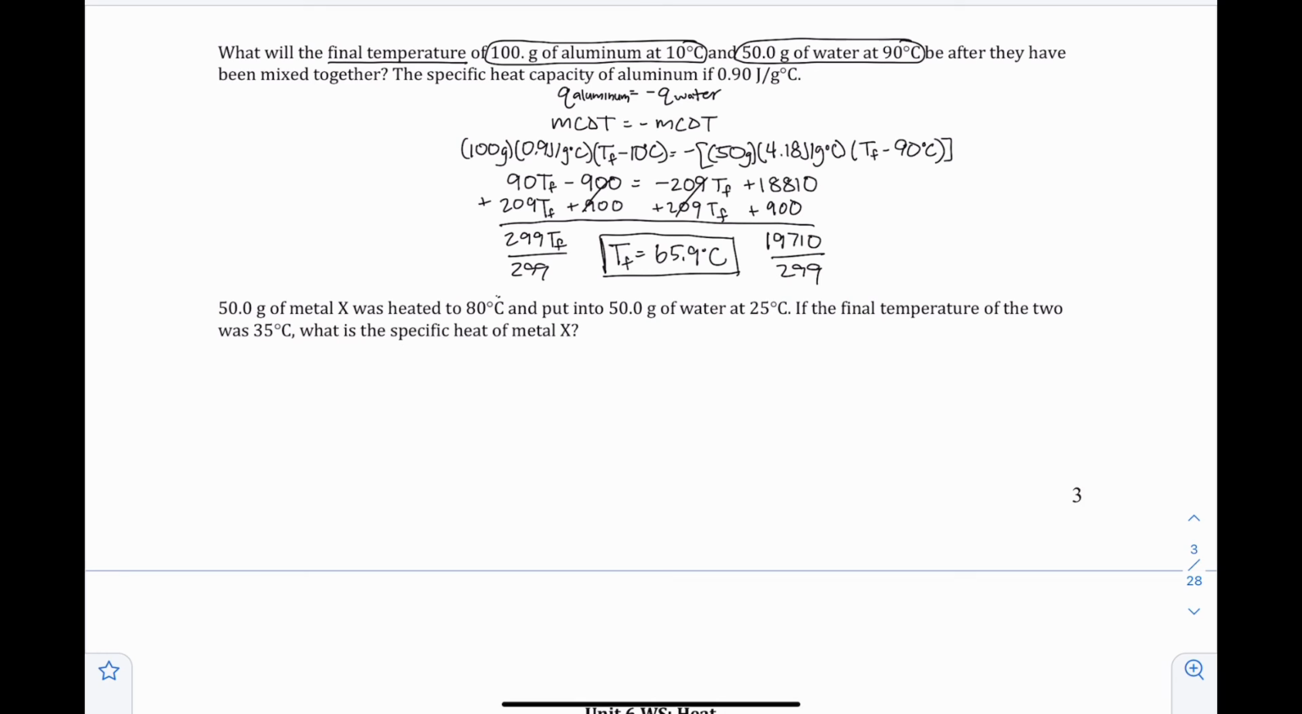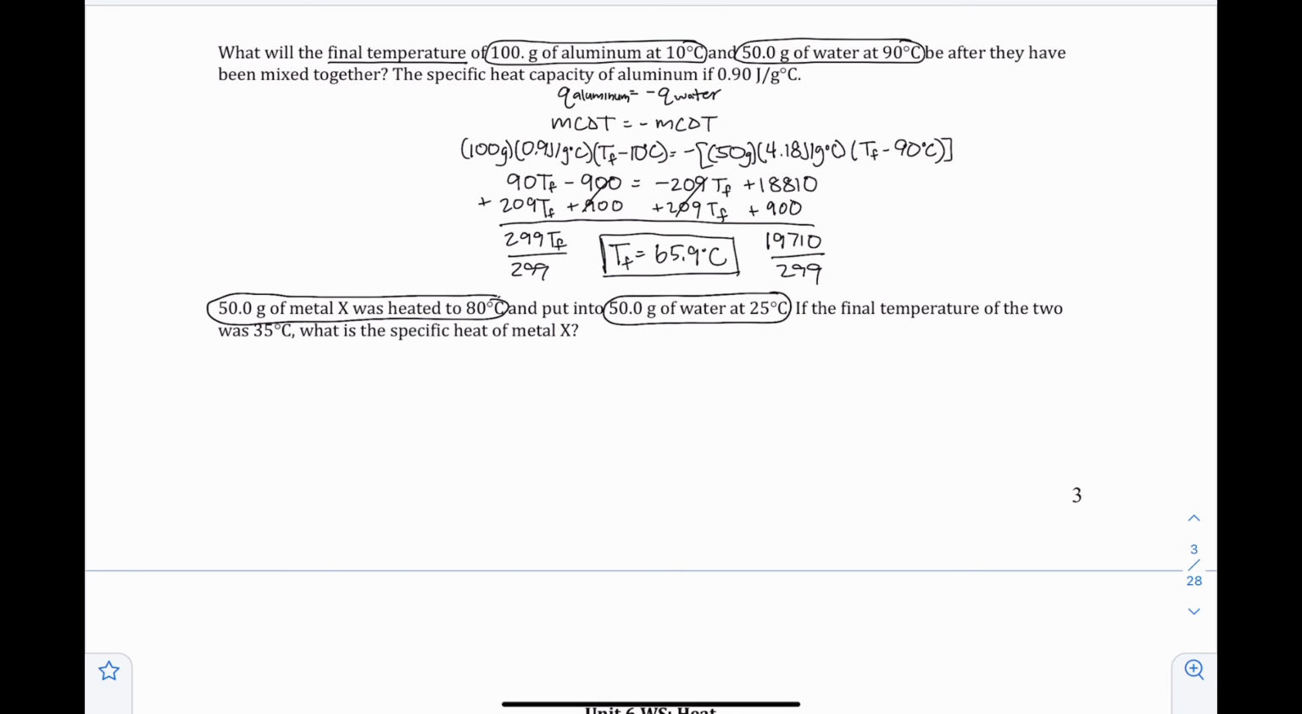Okay, so our last problem says 50 grams of metal X was heated to 80 degrees Celsius and put into 50 grams of water at 25 degrees Celsius. So again, we have two substances at different temperatures. This time our metal is our warmer substance and our water is our cooler substance, okay? So the metal is the one that's going to be losing the energy and the water is the one that's going to be gaining it.